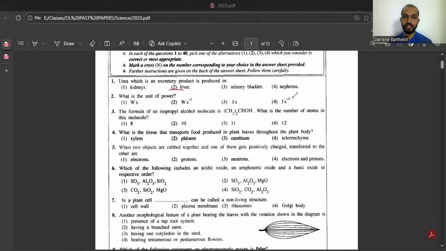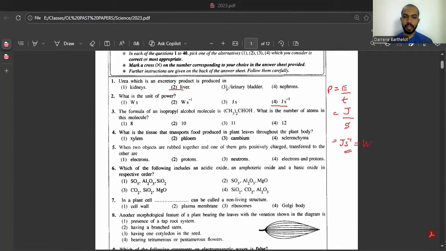Then the second one, what is the unit of power? So as you know, power is equal to energy divided by time, which means energy is measured in joules, time is measured in seconds. So you get the answer as joule per second, J s⁻¹. So another unit for J s⁻¹, or joule per second, is watt.